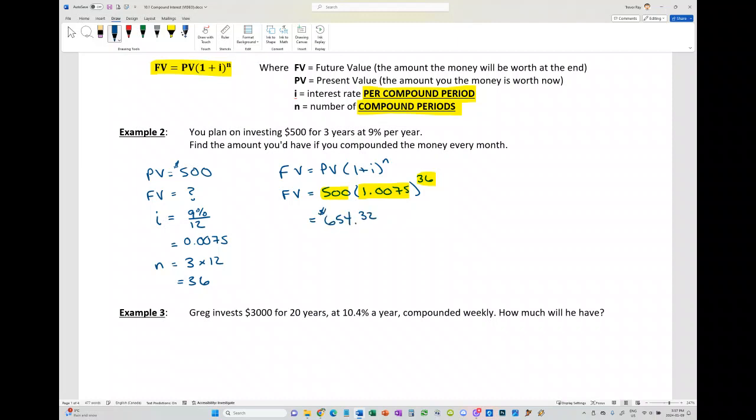$654.32, at least when I round to the closest penny. Okay, so that just says if I invest $500 for 3 years at 9% a year, compounded monthly, I'll end up in 3 years with $654.32. Not too bad.